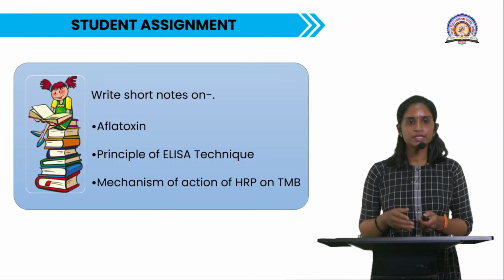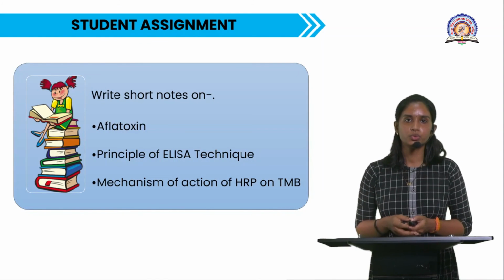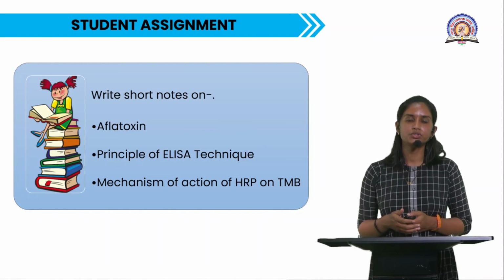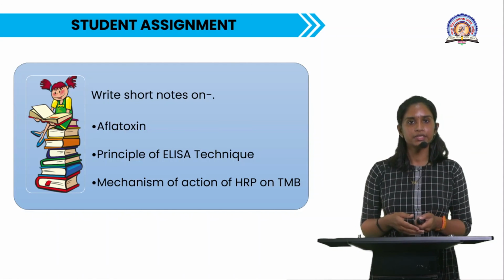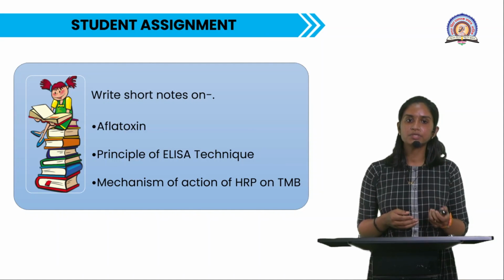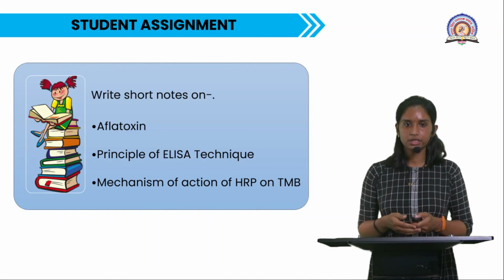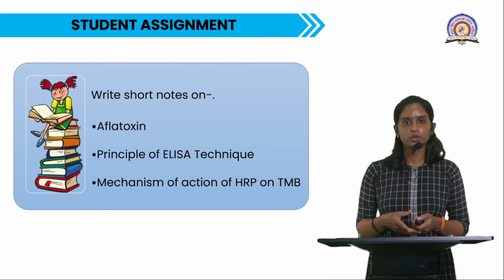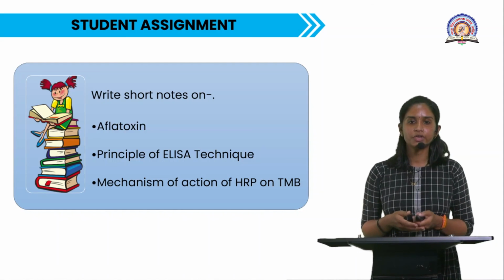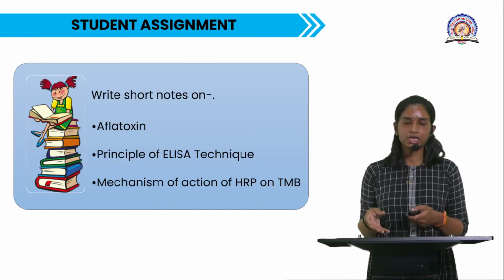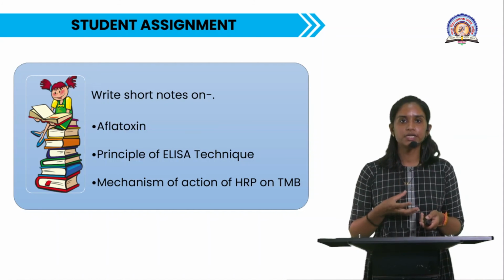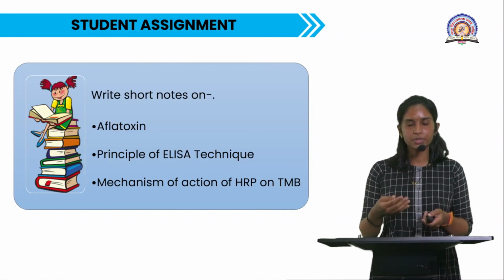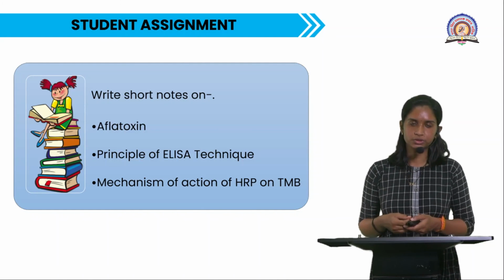Now, as an assignment, what you need to do is you need to first write short notes on aflatoxin so that it will clear your concepts. Then next thing is you need to revise the principle of ELISA technique again. And then you need to write a short note on the mechanism of action of HRP on TMB. That means what is the reaction that actually takes place when horseradish peroxidase acts on the TMB and why it generates blue color.